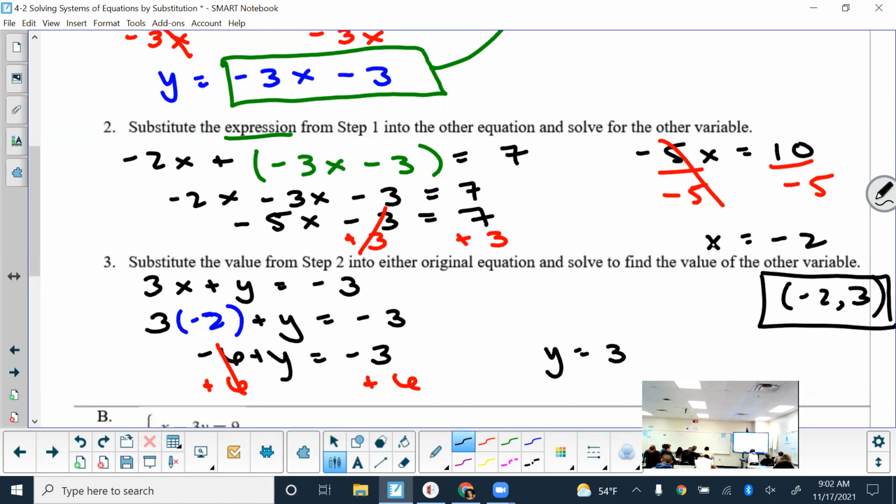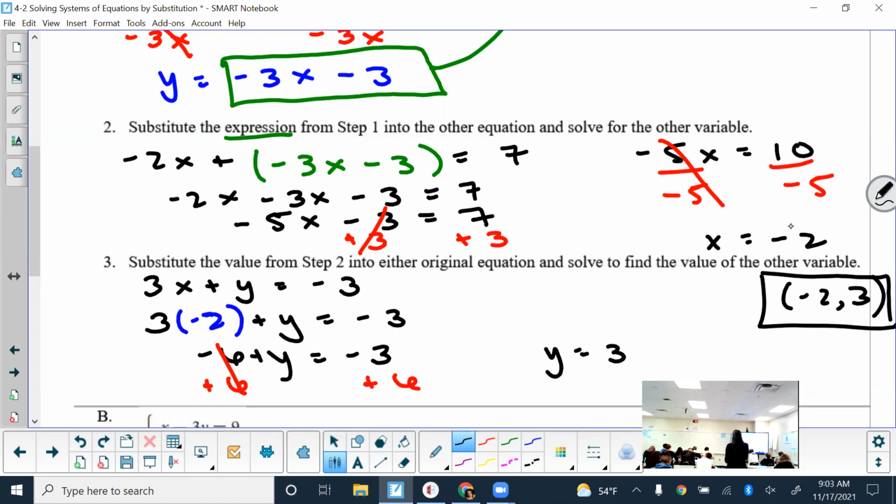Yes. Oh, so should x be a positive 2, since you divided by a negative? Well, the 10 that was over here was positive. So when you divide a positive by a negative, it's a negative. Does that make sense? All right, any other questions?